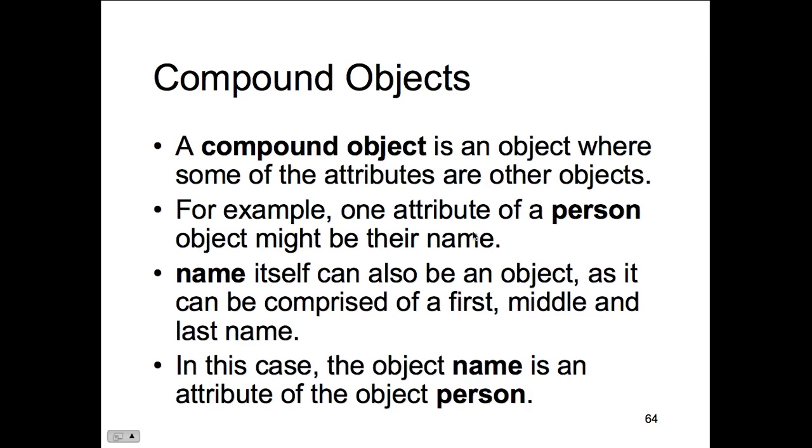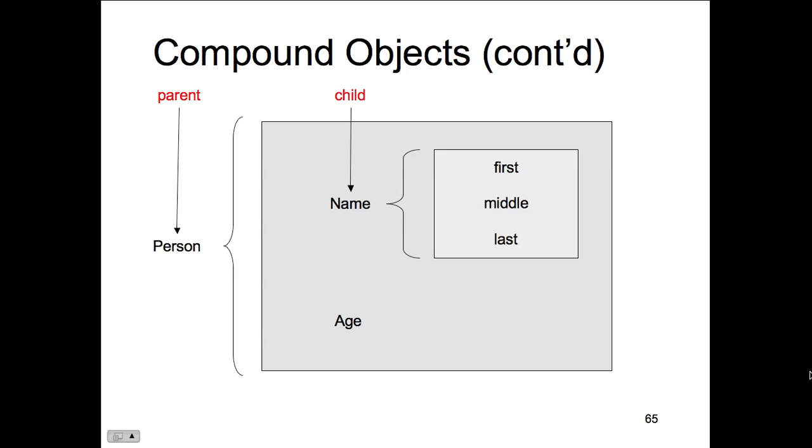For example, one attribute of a person object might be their name, and the name itself might be first name and last name. So the name itself is an object composed of first name, middle name, and last name in this particular case. The object name is the attribute of the object person. So here's what it looks like. The compound object here, person, the parent, has child name, which has a composite nested object of first, middle, and last, and then age.